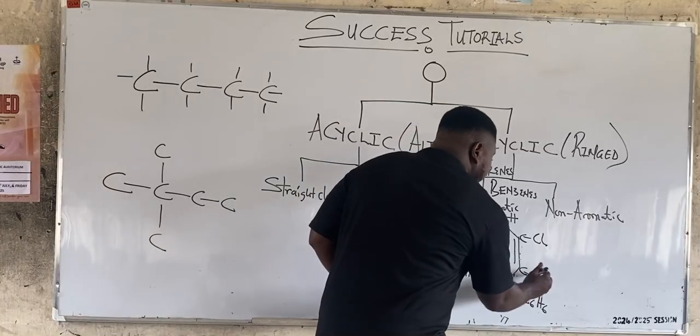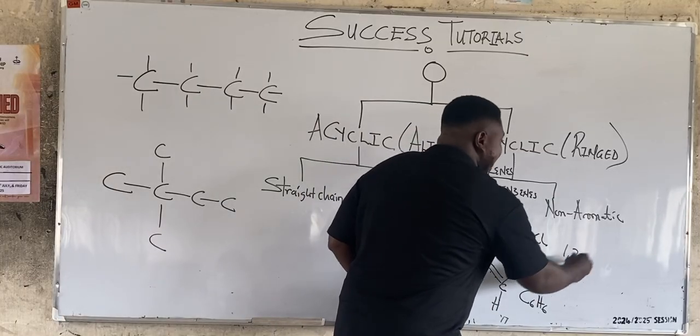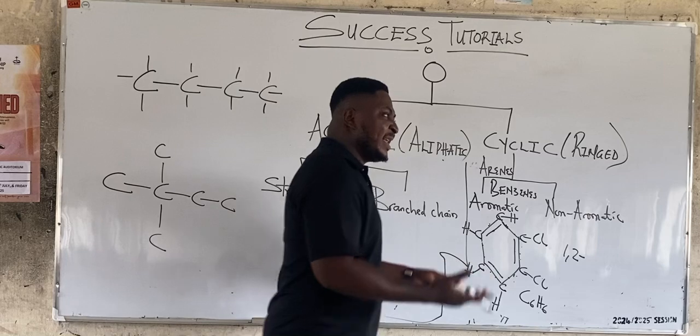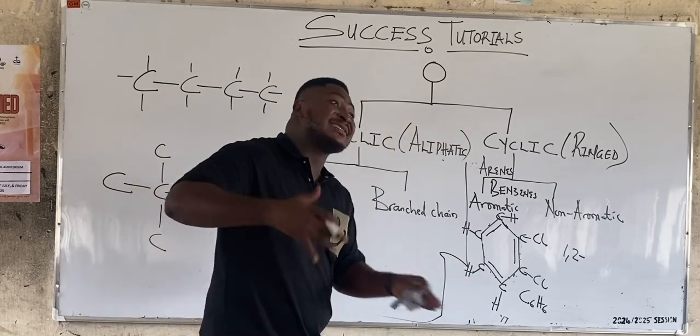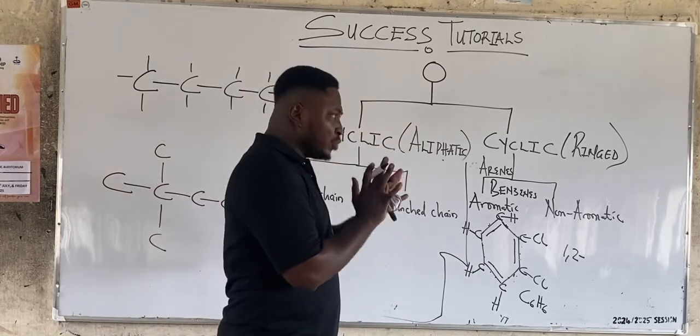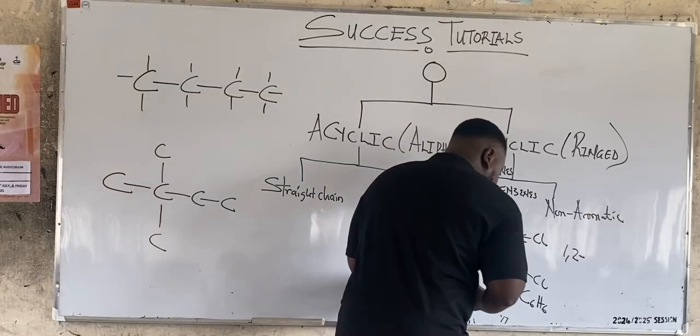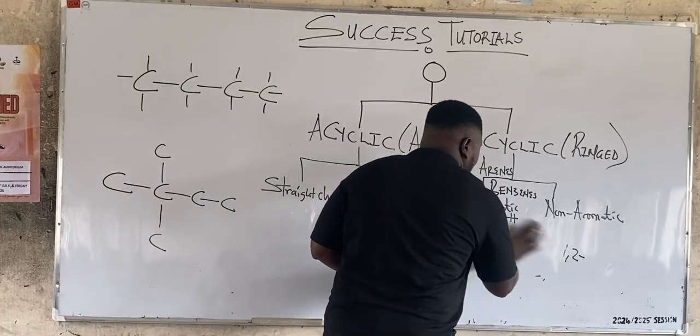If 2 chlorines come in, it becomes 1,2-dichloro. If 3 chlorines come in, 1,2,3-trichloro. We will come to the nomenclature. That one is coming step by step. Now, quickly, let's move forward.